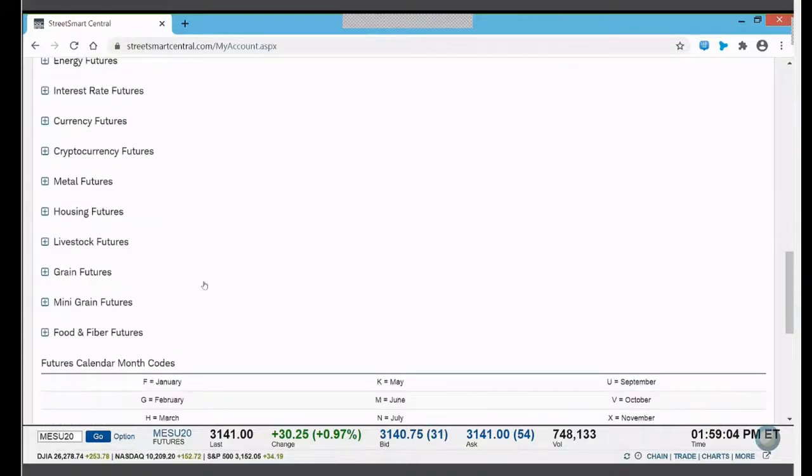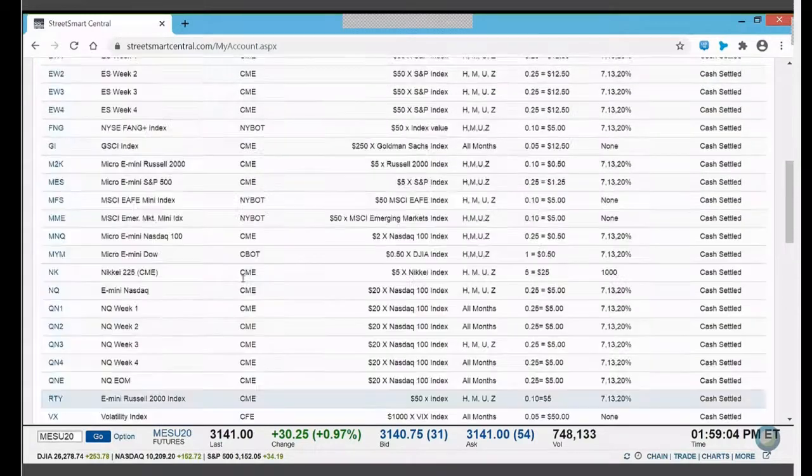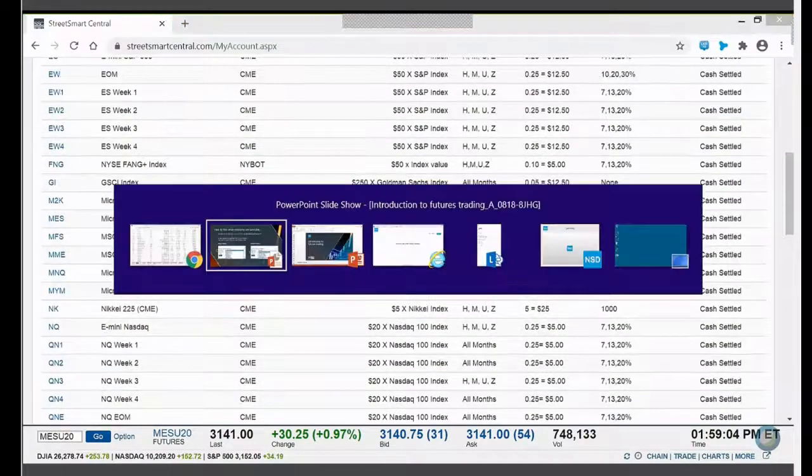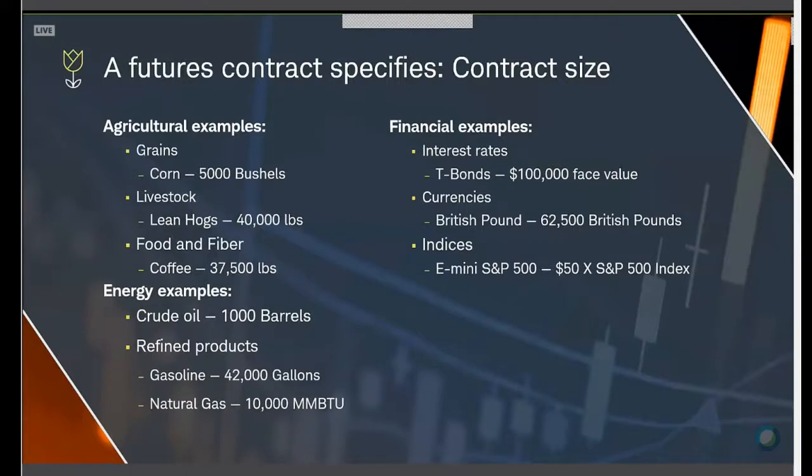So we have a couple different ways where you can find any of the futures products that we offer. So let's go back to our slides here. And let's talk about the size of the contracts. Unlike equities where the standard round lot is 100 shares, for futures contracts, the size of the contract really varies depending on the product that you're trading.